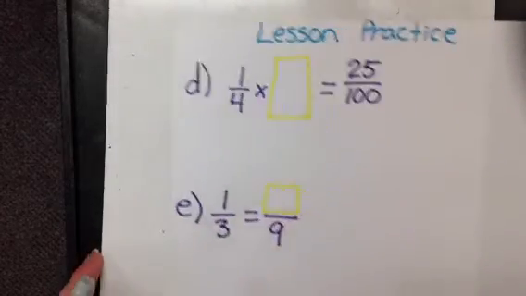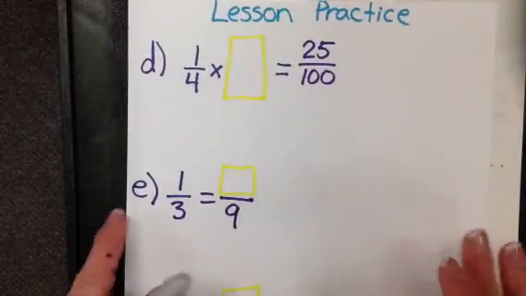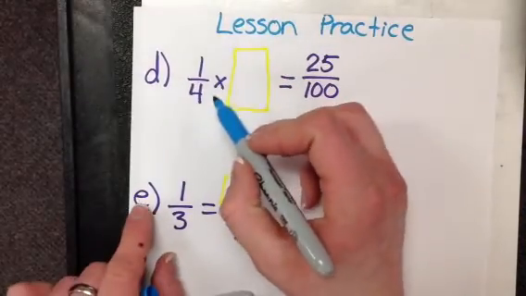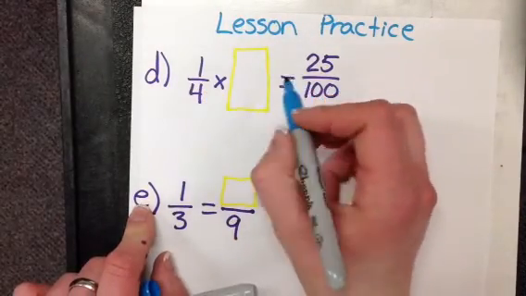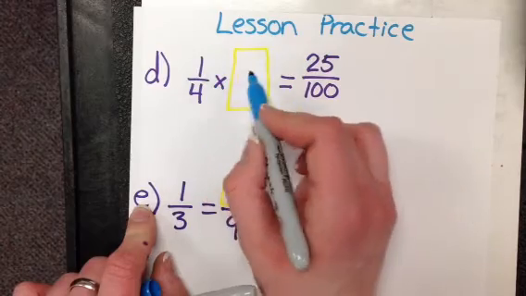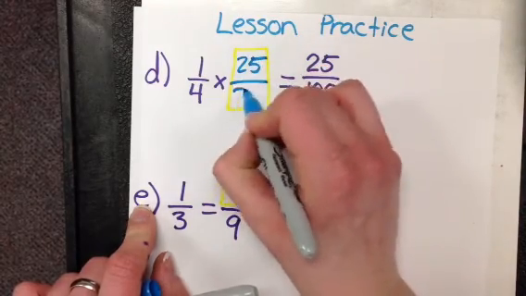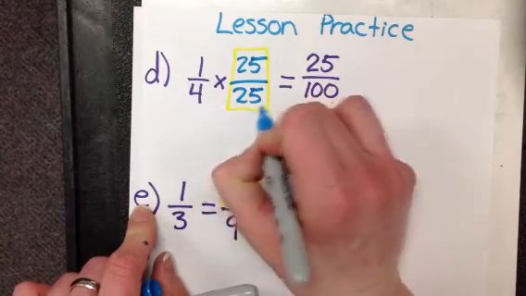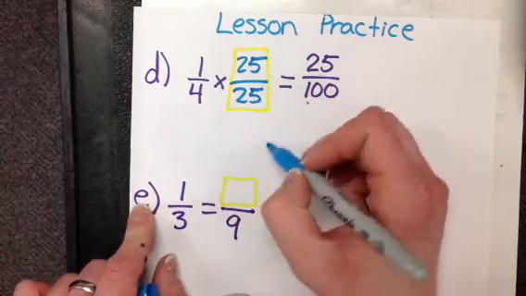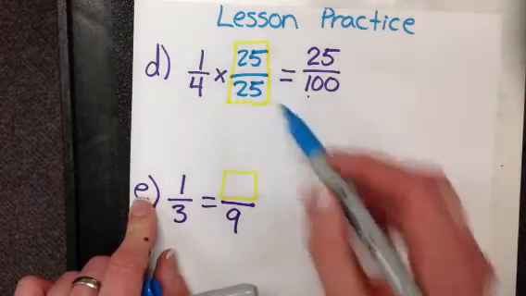And our final practices that we're going to do today. 1/4 equals something over 25 over 100. 1 times what is 25? 25 over 25. Let's check. 4 times 25 is 100. Yep, that's good, because that is equal to 1.